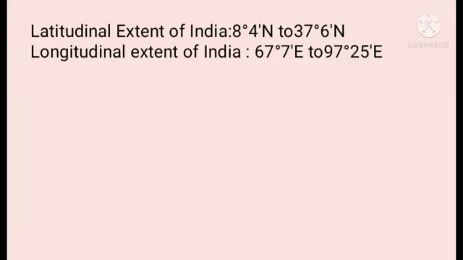Now let us locate India on a globe. To locate India on a globe, we have to memorize the latitudinal and longitudinal extent of India. The latitudinal extent of India is 8 degree 4 minute north to 37 degree 6 minute north, and the longitudinal extent of India is 67 degree 7 minute east to 97 degree 25 minute east.